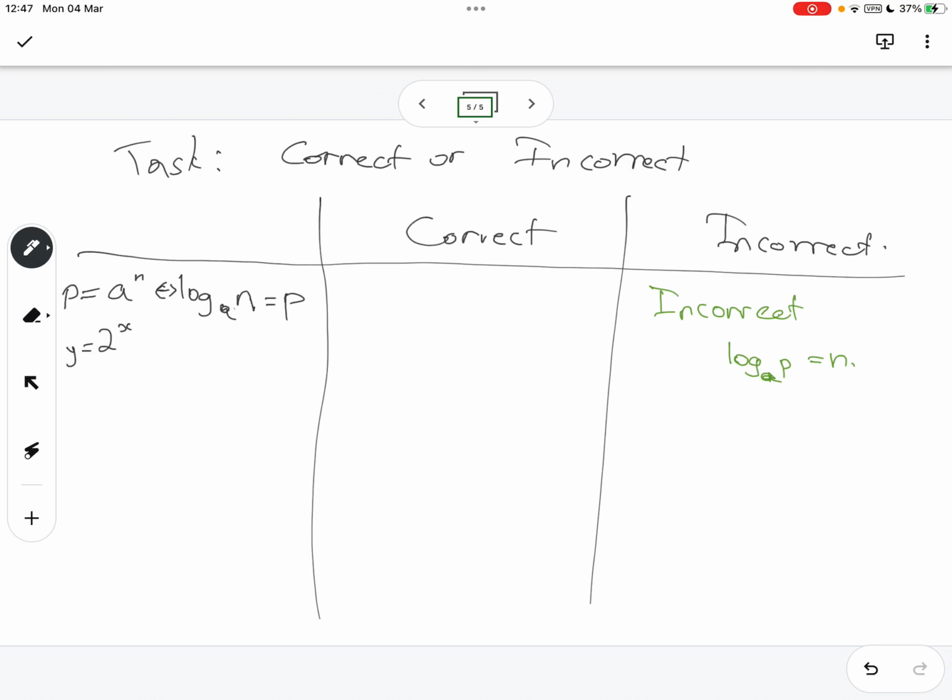x, and we're told that it's a one-to-one function, therefore y equals log x base 2 is also a one-to-one function.